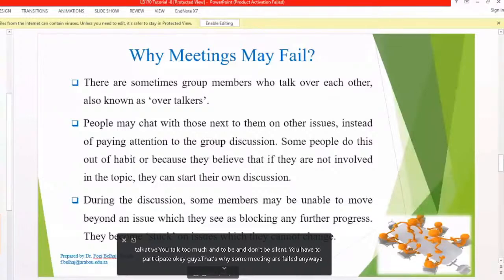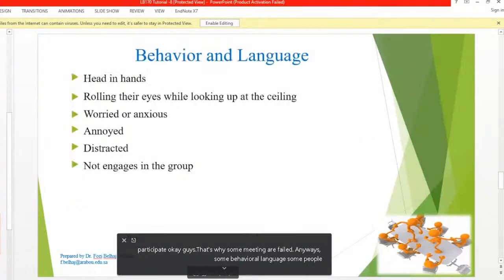Anyways, some behavioral language: when some people participate in the meeting, what do they do? He puts his hand on his head and looks at the table. Some of them roll their eyes and look somewhere at the table, the ceiling. They look outside at what's happening in the window, right? Some of them feel so anxious and worried, not comfortable in the meeting.